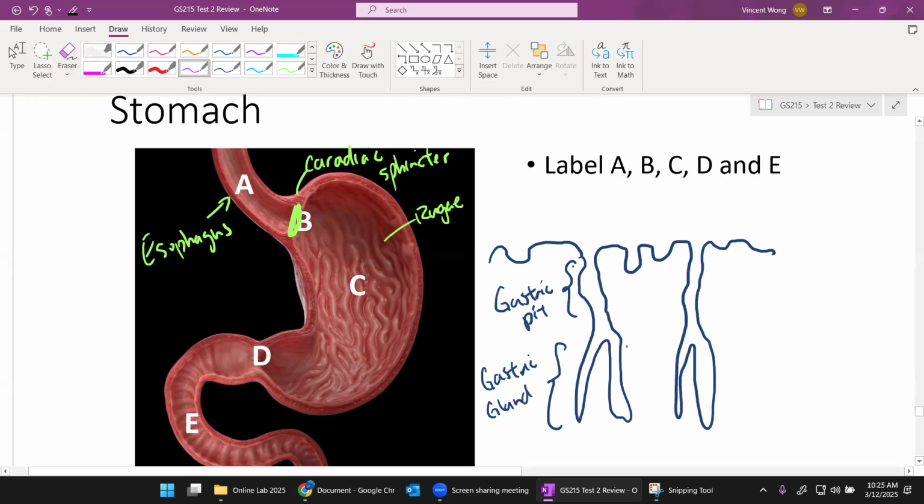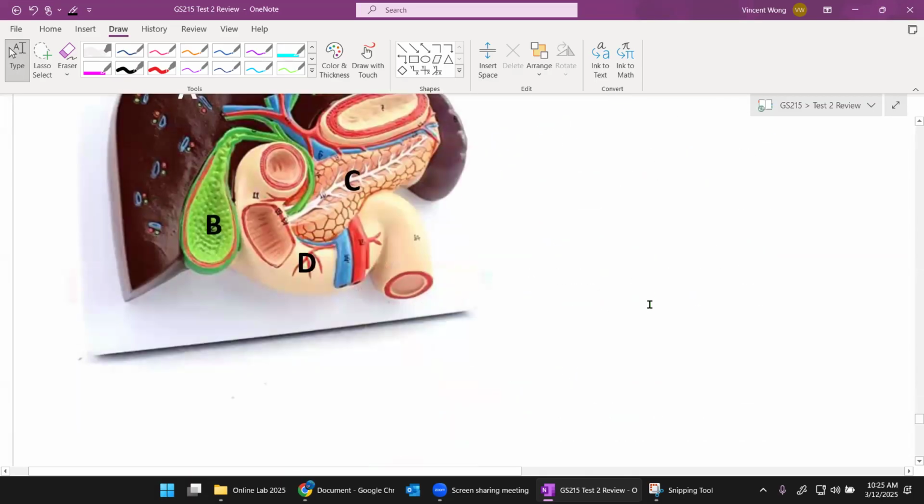And located in the glands, you have various cells, like the chief cells and the parietal cells. Just refreshing your memory is all. Down here is the pyloric sphincter. This is the duodenum. I'll post all these for you.